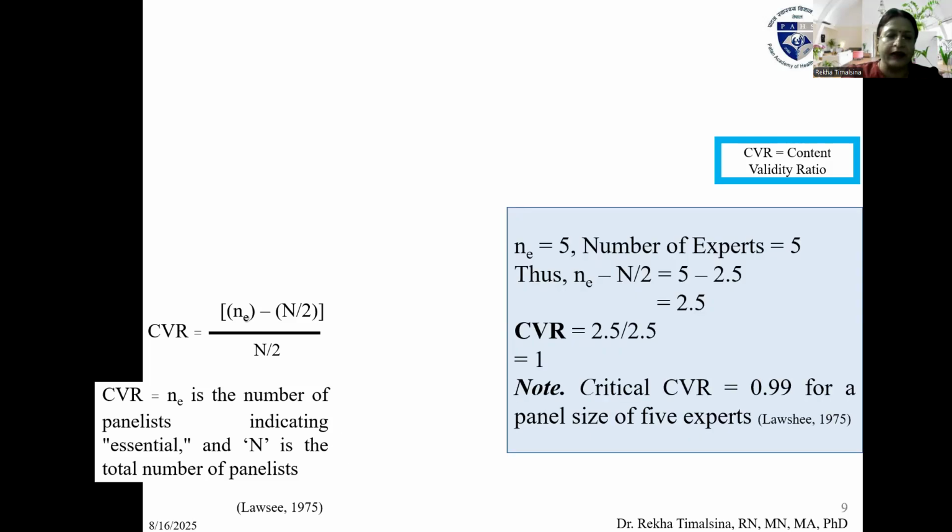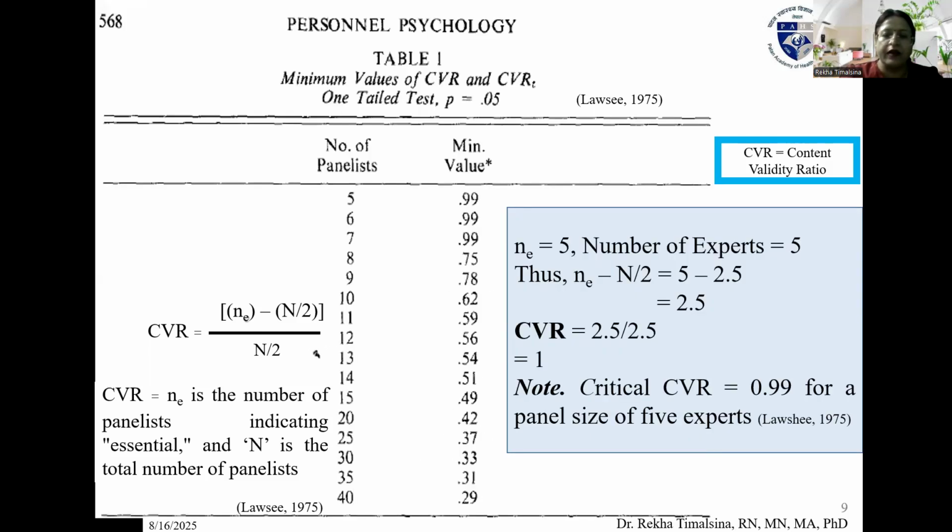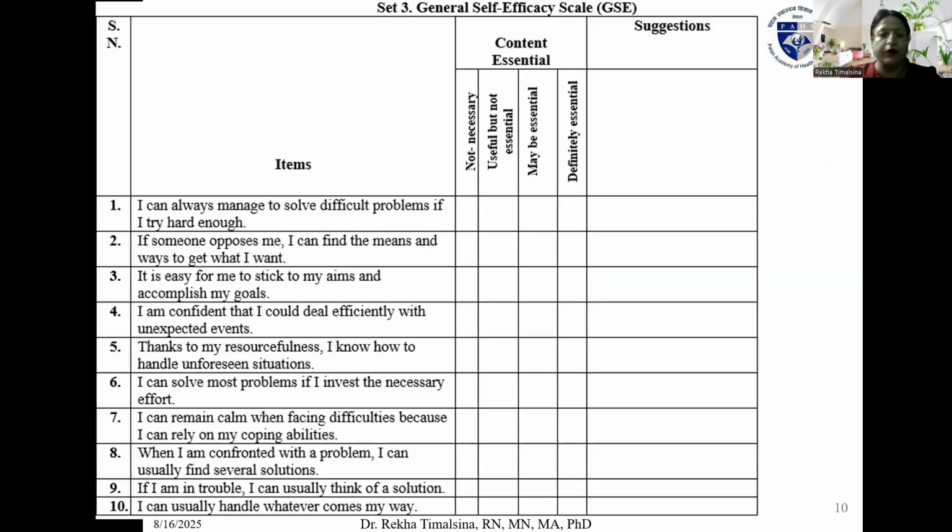According to Lawshe's guidelines, a CVR of 0.99 is the minimum acceptable value when there are 7 experts. However, a CVR of 0.78 or above is often deemed acceptable in practice. According to Rutherford-Hemming 2018, items falling below this threshold should be revised or removed.